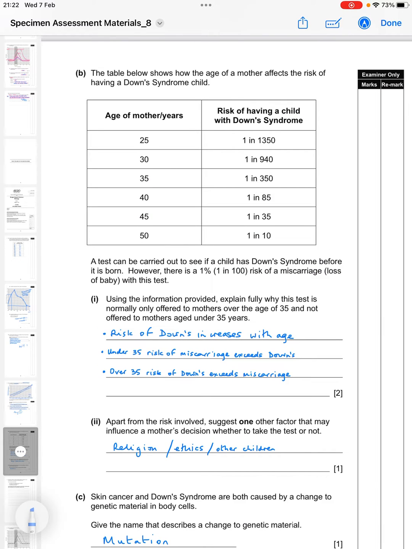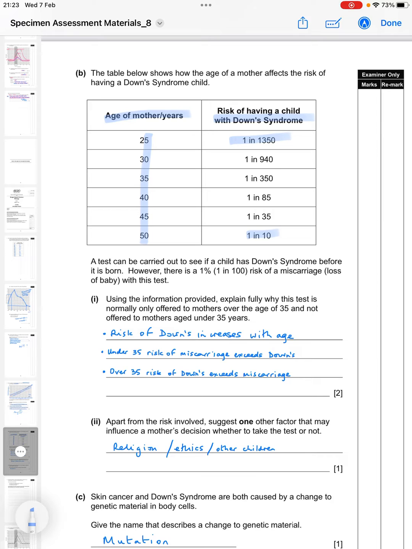Now, the table below shows how the age of a mother affects the risk of having a Down syndrome child. And again, we're still on common questions here between the foundation and the higher tier. So you'll see the way they are asked is the same, and the answers that they expect are the same. So these are common to both papers. So we've got age of the mother here from 25 to 50, and then the risk of having a child with Down syndrome, you can see, starts off very low, 1 in 1,350, and goes all the way down to 1 in 10 at the age of 50.